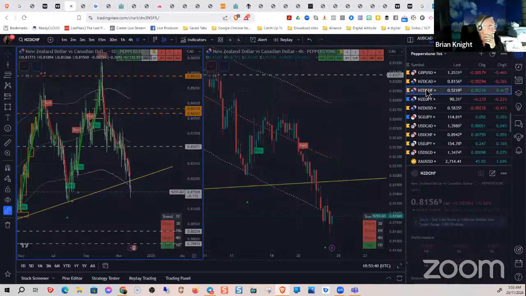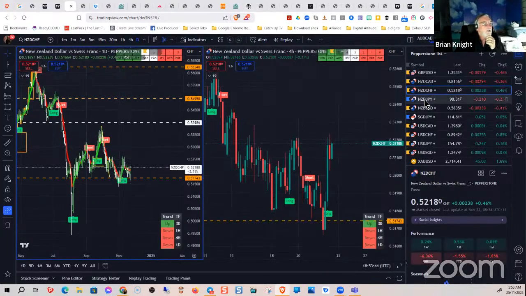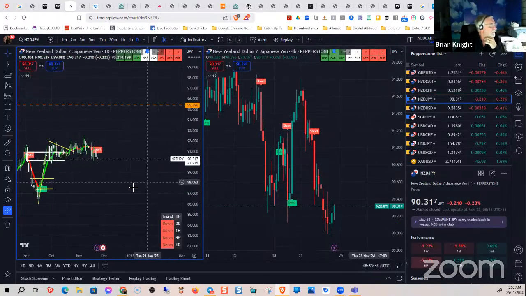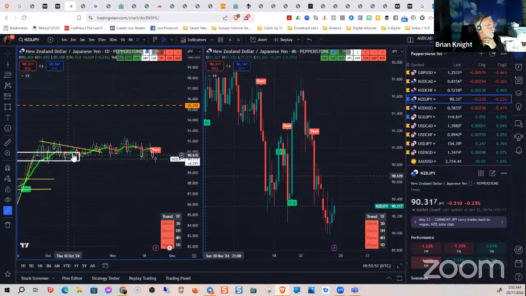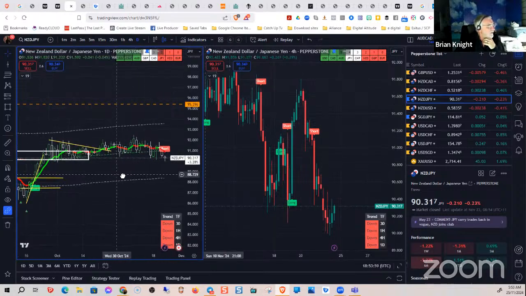NZD CHF, it would have gone, so yeah, it's pulled back up. Okay, so it's only accumulating. NJ, well, what have we got now? Look at it. Green, red, green, red, green, red, green, red. Look at the line. It's in such a channel.